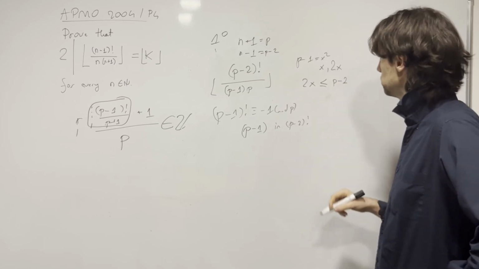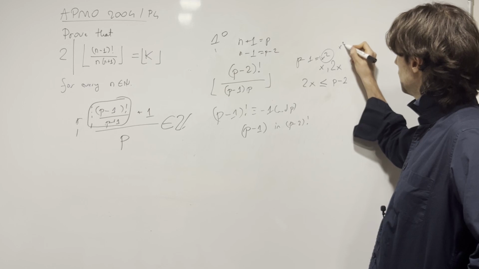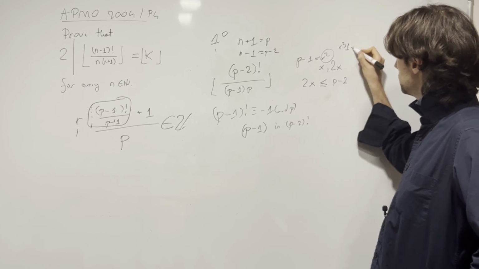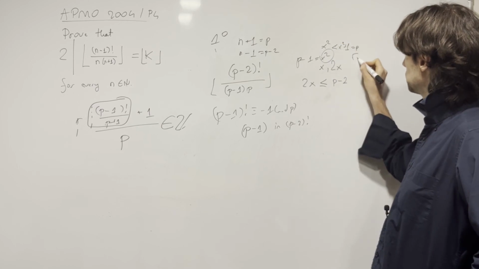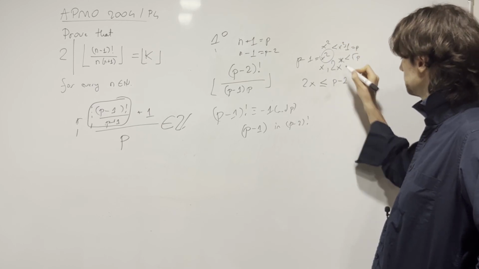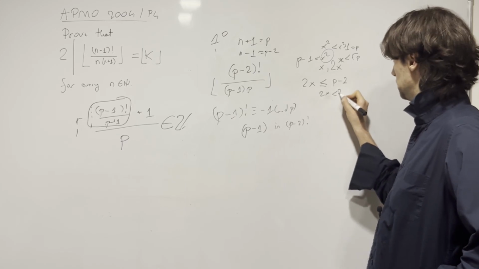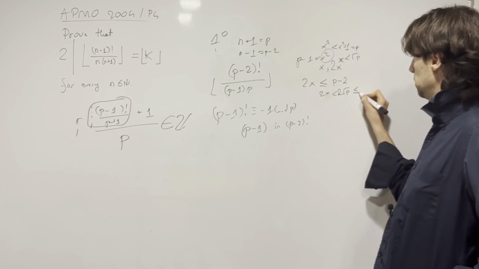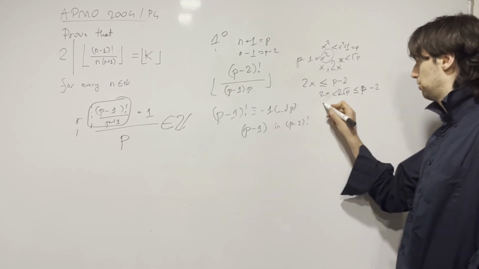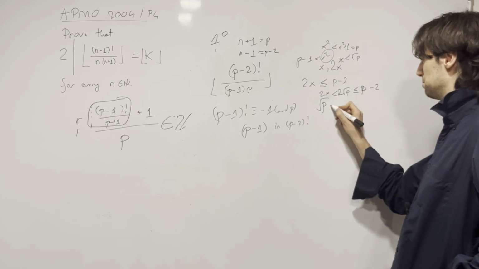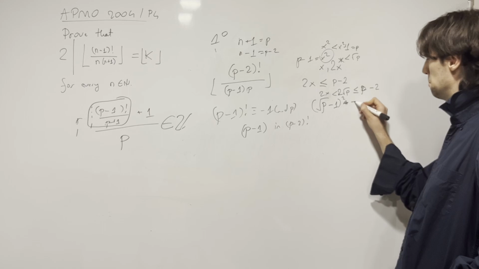Less than or equal to p minus 2. And how do we know this? Well, from here, we know that x squared plus 1 is equal to p. This is greater than x squared, so the square root of p is greater than x. And so 2x is less than 2 square roots of p, which is less than or equal to p minus 2.